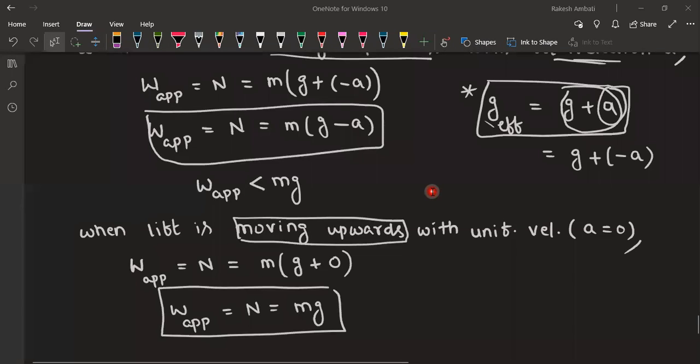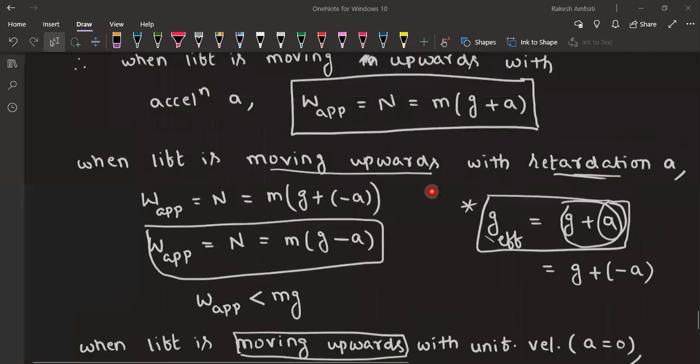So how to draw pseudo force? Someone is asking how to draw pseudo force. Please refer to the theoretical points we had done. Pseudo force can be drawn opposite to the direction of the non-inertial frame.